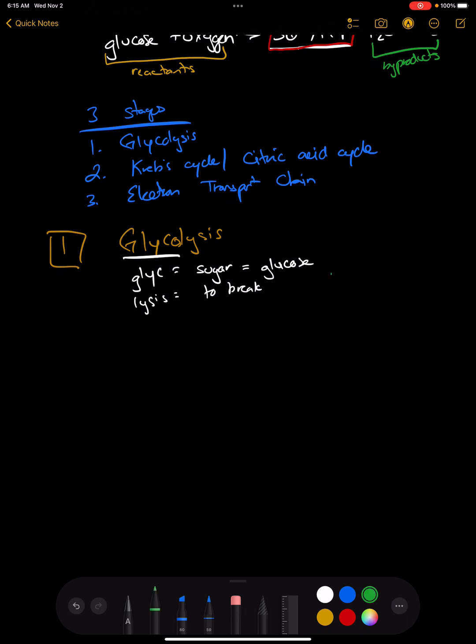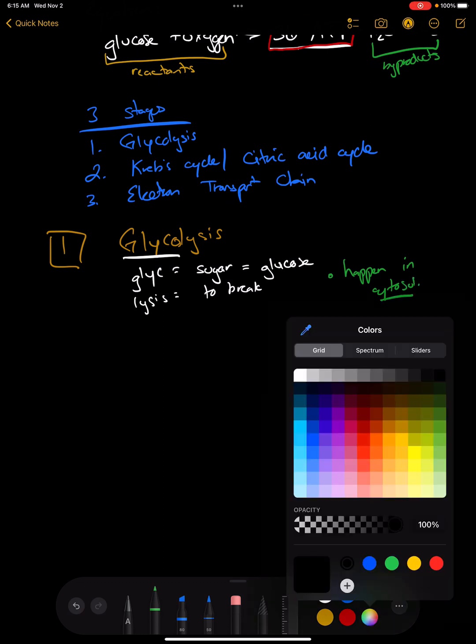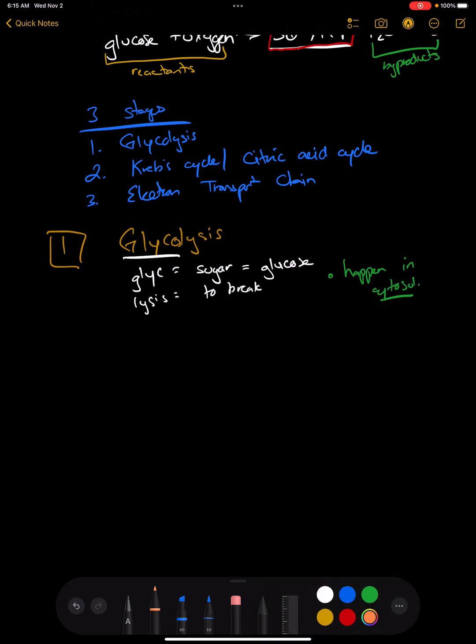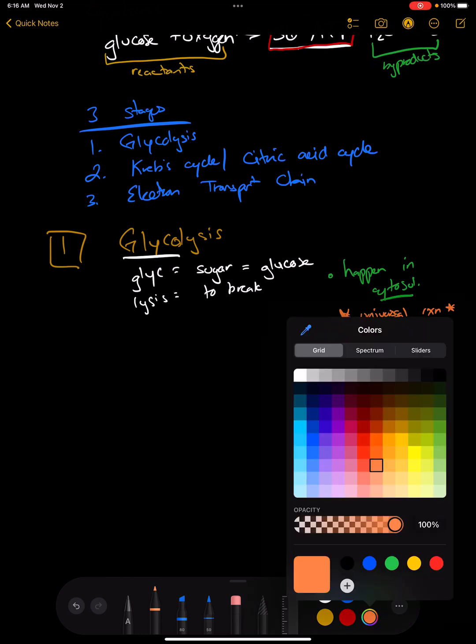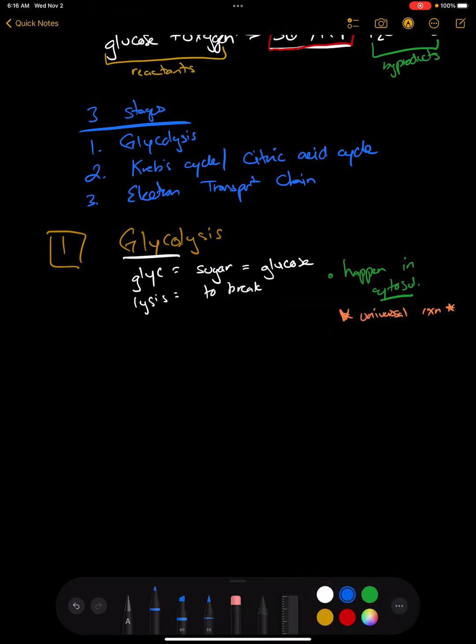All right, location-wise, this is going to happen in my cytosol. Now remember, the cytosol is all the empty space within my cell. And since glycolysis happens in the cytosol, this is going to be a universal reaction. What I mean by universal reaction is that every living organism is capable of doing glycolysis because every organism has cytosol.